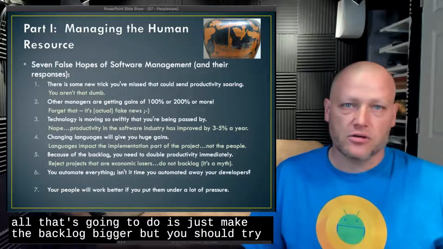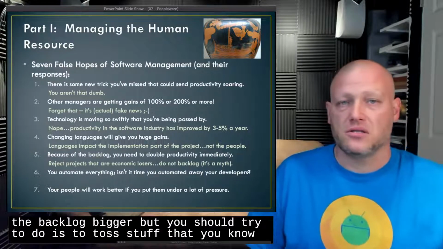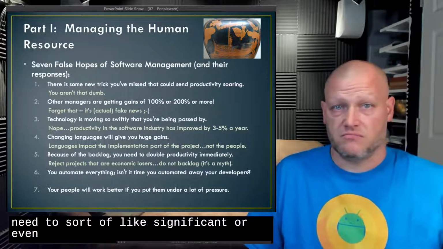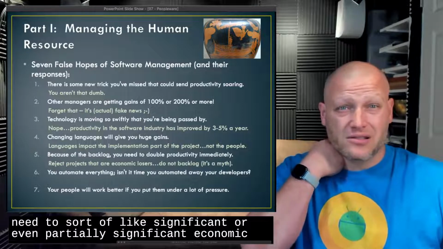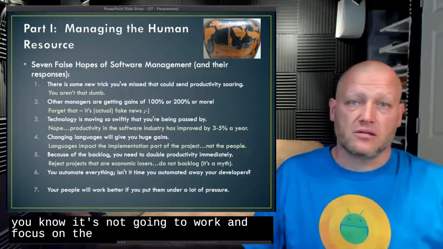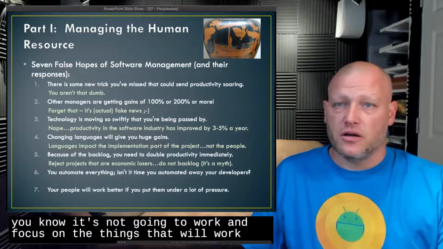What you should try to do is toss stuff that you know is never going to work, or that's going to lead to significant or even partially significant economic loss, right? Get rid of the stuff that you know is not going to work and focus on the things that will work. All right, the next one: you automate everything.